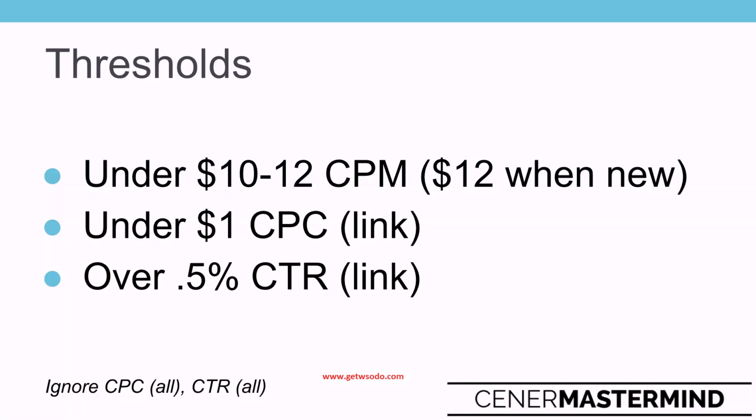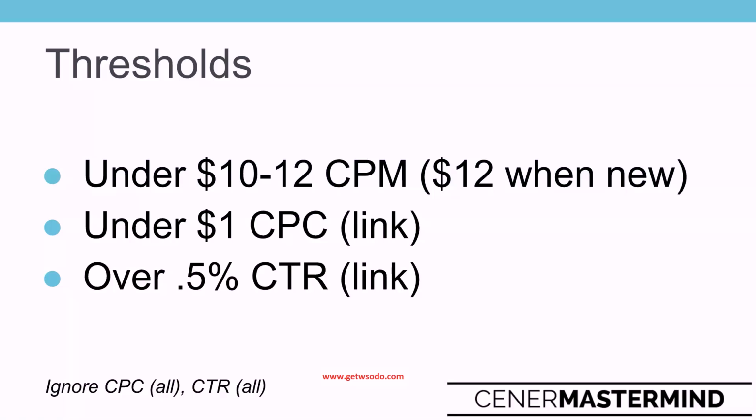Okay, when it comes to link click CPC, we want to be under $1 CPC link click. Okay, we'd love to be closer to 75 cents. If we're getting near 50 cents, we're very excited. Okay, we want to be over 0.5% click-through rate for links. Okay, now you see at the bottom, you're going to ignore the other CPC and the other CTR. Those numbers are going to be much higher because those involve clicking on the ad, but not necessarily going to the website. So the link click ones are the only ones we care about. So these are the thresholds. $10 to $12 CPM, under $1 CPC, over 0.5 CTR link click.